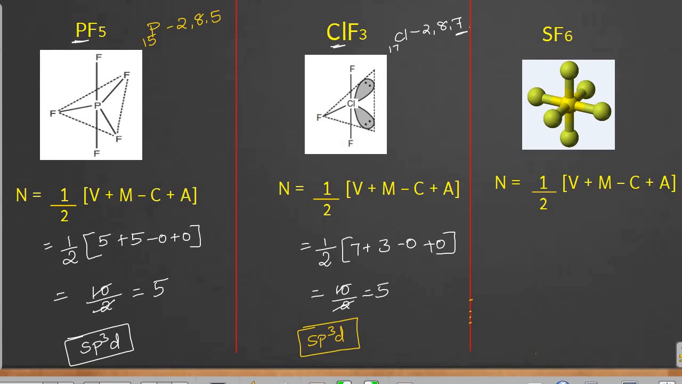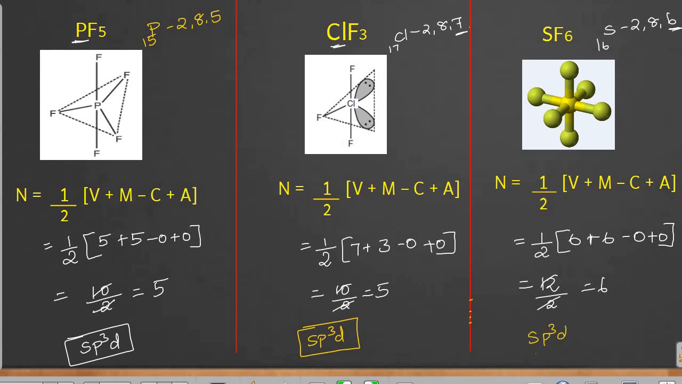Here, sulfur hexafluoride. Sulfur is 16, electronic configuration 2, 8, 6, and the outermost electron is 6. Just write 6 plus M. M is the number of monovalent atoms. Here 6 monovalent, and there is no cation as well as anion. And here 12 divided by 2, we will get 6. 6 means the hybridization is sp3d2 hybridization.